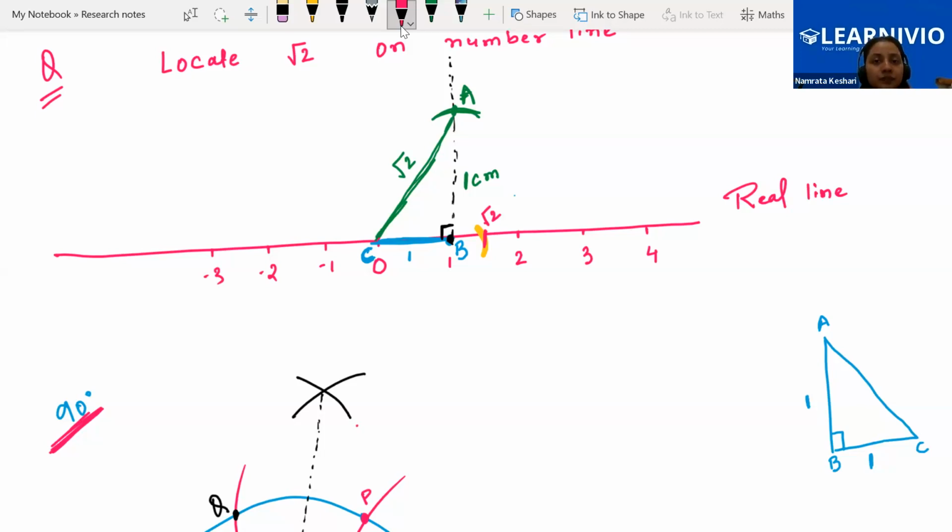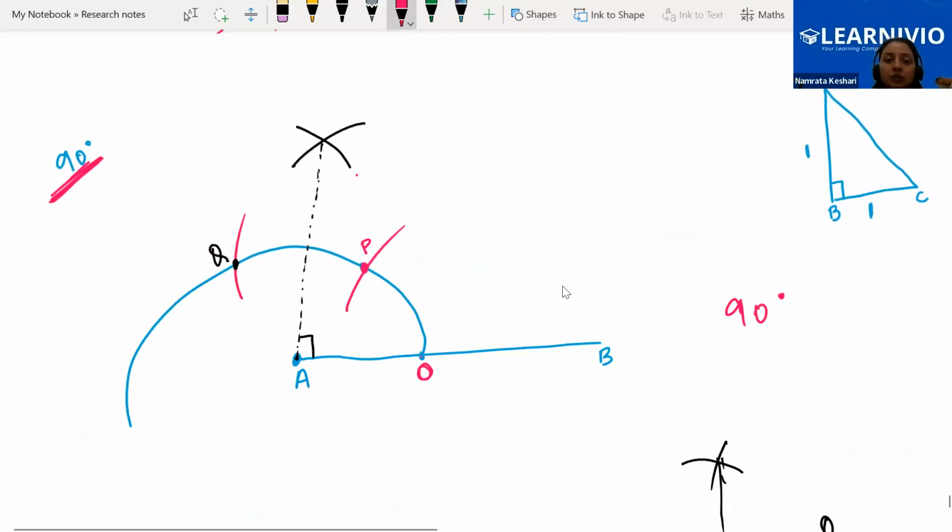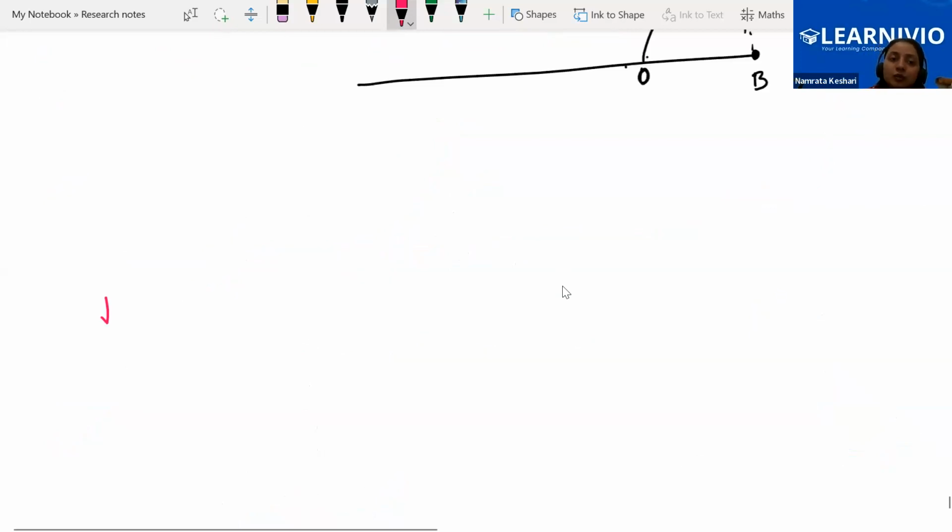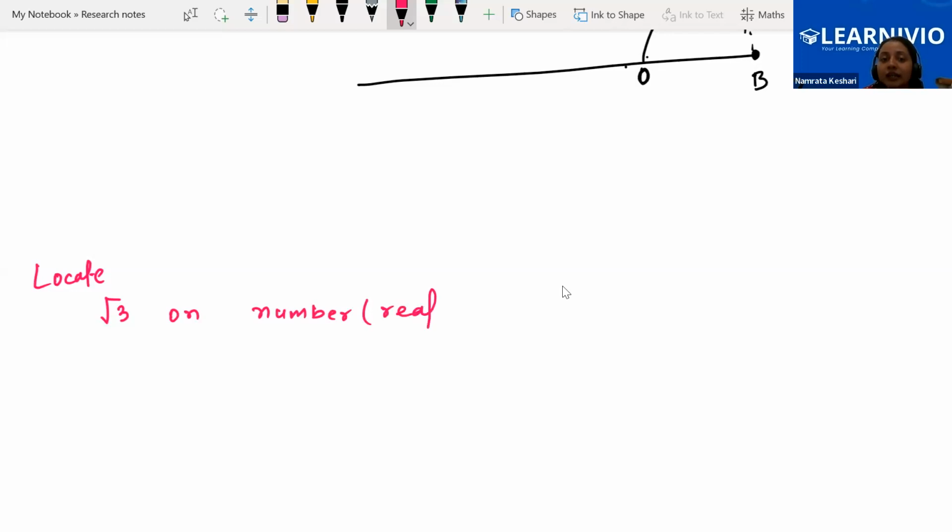Yes, ma'am. Okay, now the question was, when we have to locate root 3, then what we will do? If we have to locate root 3 on the number line, then again we will start with what? So to locate root 3 on the number line, also called the real number line.